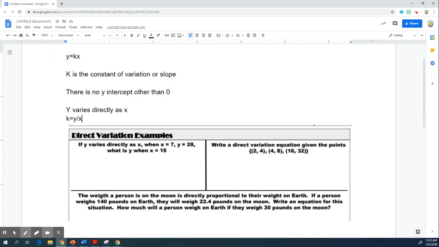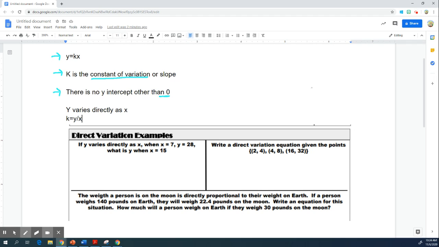So a direct variation is written in the form of y equals kx. The k is the constant of the variation. You could also think of it as a slope, but it is the constant of the variation. When you have a direct variation, there is no y-intercept other than 0. It has to pass through the origin on the graph. If you are in doubt, you can always plug an equation into Desmos and find out if it goes through there. So y varies directly as x.